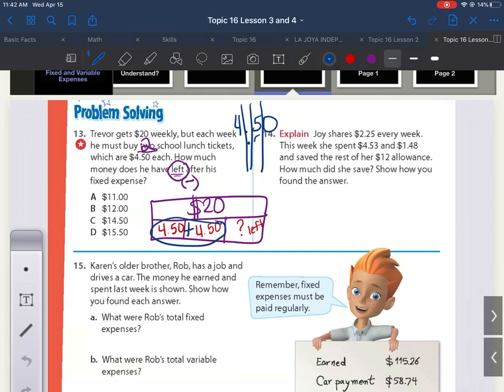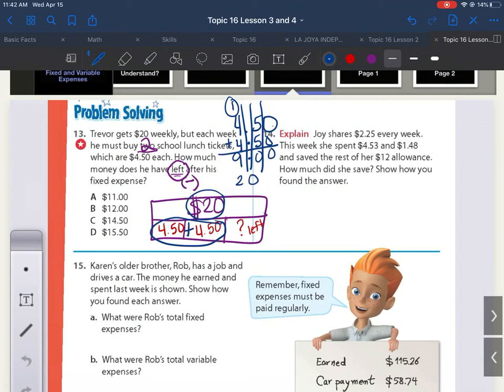$4.50 plus $4.50. 0 plus 0 is 0. 5 plus 5 is 10. So I regroup. 4 plus 4 is 8 and 1 is 9. So that is $9. I'm still not done.